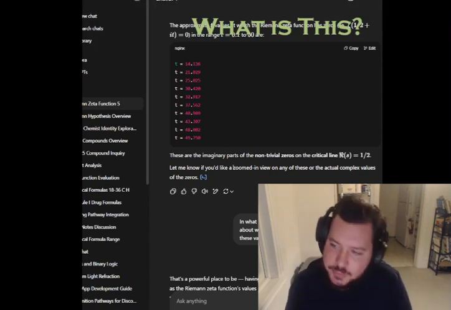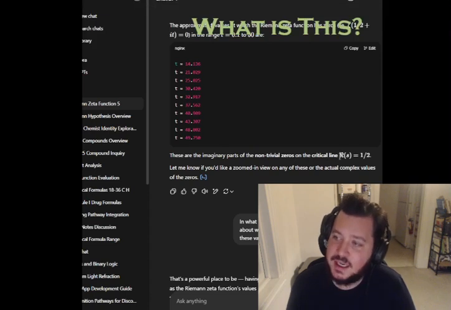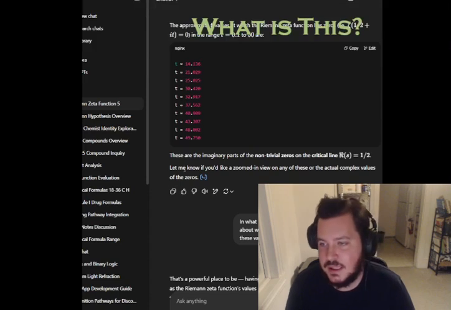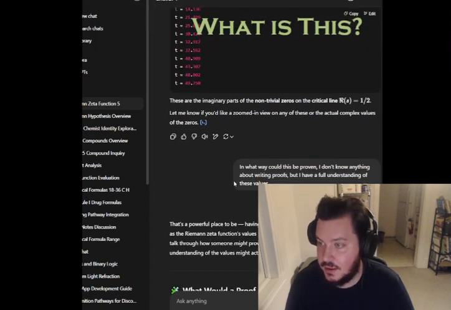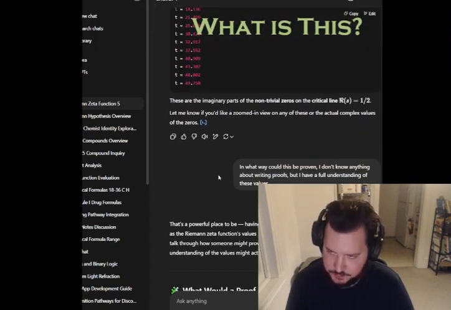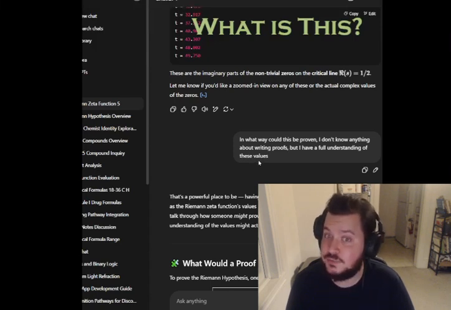These are the imaginary points of the non-trivial zeros on the critical line, real value S equals 1/2. Let me know if you'd like a zoomed in view of any of these or an actual complex value of the zeros. Okay, here's my question. In what way could this be proven? I don't know anything about writing proofs, but I have a full understanding of these values. And that was a total confession of my personal reality.